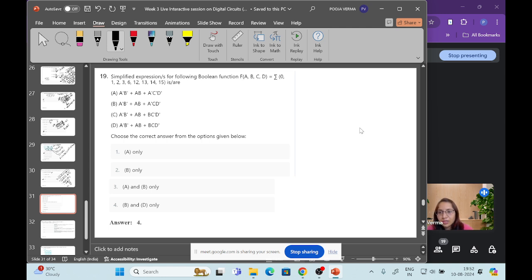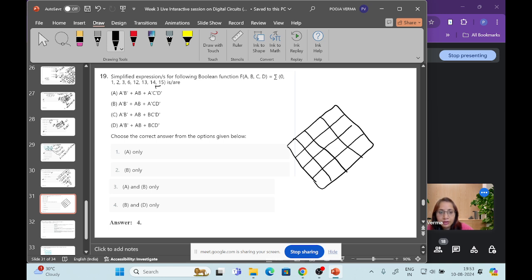So the next question is to simplify expressions for the following Boolean function. So A, B, C, D and their min term values are given. We need to find the options which are correct. It can be multiple options also. So that's why here multiple expressions are given. So by using K-map we can solve it. Four variables are given. So the 4 variable K-map will be like this: A, B, C, D, 0, 0, 0, 1, 1, 1, 1, 0, 0, 0, 0, 1, 1, 1 and 1, 0 will be there, right?